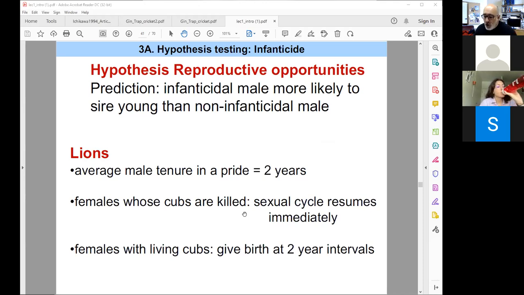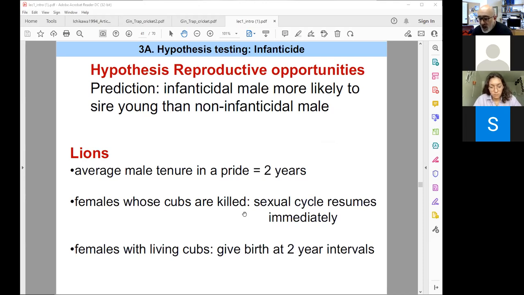When I say control, what I mean is that they control the territory, and they would necessarily then mate with the females. But if the females are raising cubs that are not theirs, whether they're theirs or not is irrelevant, I guess, in some ways. But the point is that if the females at the time of takeover are raising cubs, that means that they're not available for mating, and therefore those males are not going to be able to reproduce.